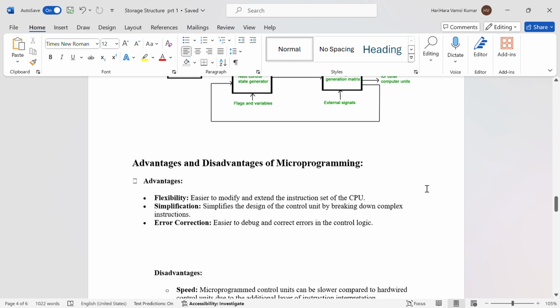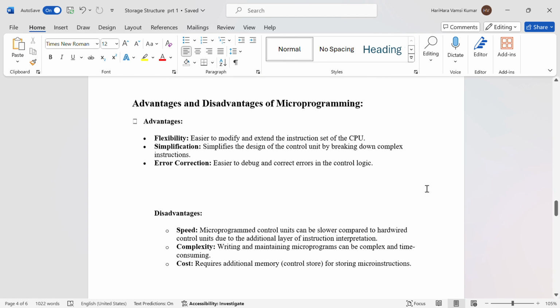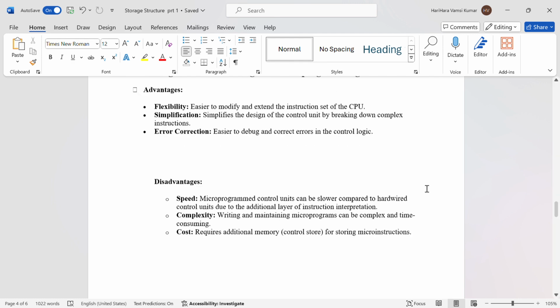Here are the advantages and disadvantages of microprogramming. Firstly, we go through the advantages of microprogramming. In advantages, we have three topics: flexibility, simplification, and error correction. Flexibility: easier to modify and extend the instruction set of the CPU. Simplification: simplifies the design of the control unit by breaking down complex instructions. Error correction: easier to debug and correct errors in the control logic.